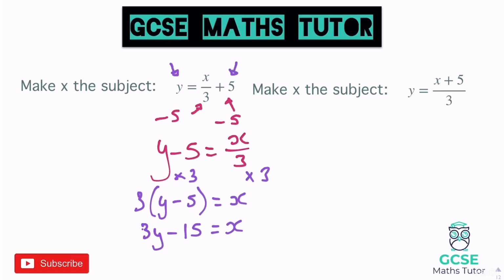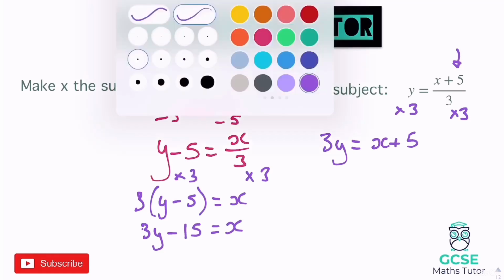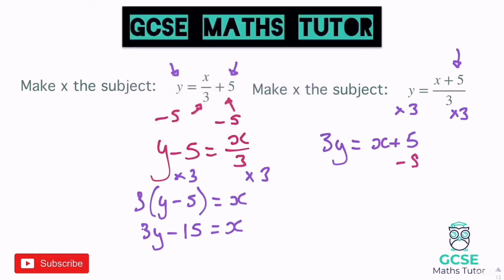Now looking at this one on the right, it's slightly different because we don't have the option of getting rid of this 5 on the starting process here, because it's locked in by this divide by 3 on the bottom. So the first thing I'm going to have to do is times by 3 to remove this fraction to unlock what's on top there. And if we times by 3, we get 3y equals, and what's on the top is x plus 5. Now we can finish it off quite nice and easily. We can just take away that 5, and again that's going to make x the subject. So we have 3y minus 5 equals x, and again both of these questions we could rewrite it as x equals at the start if we wanted.